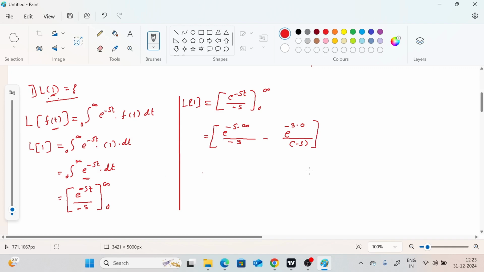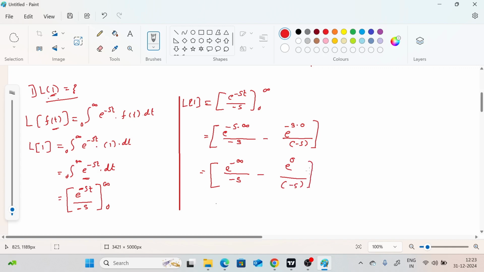Okay, now e raised to minus s into infinity. Infinity into anything will be infinity only, upon minus s, minus e raised to 0 multiplied by anything will be 0. Now no need to put minus or plus infinity because 0 doesn't have any sign, upon minus s.